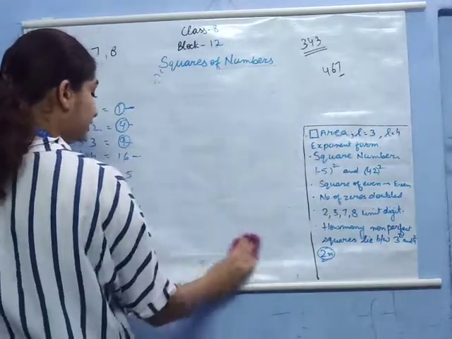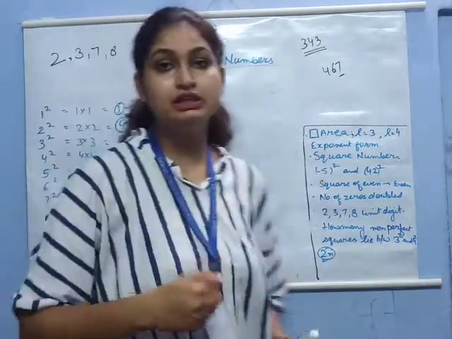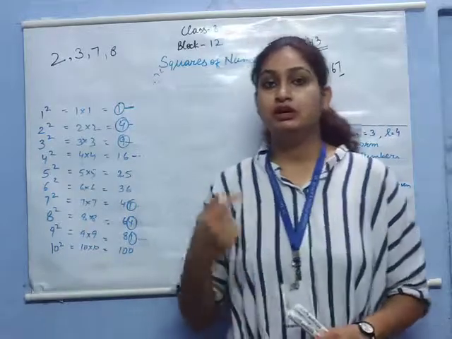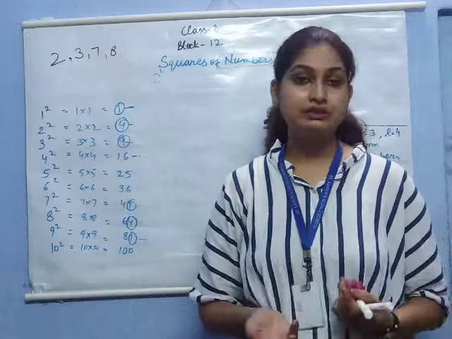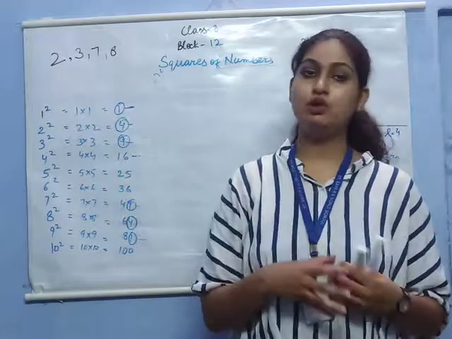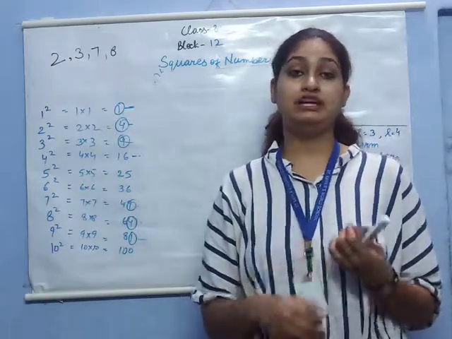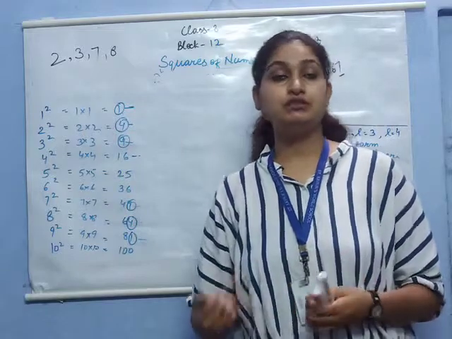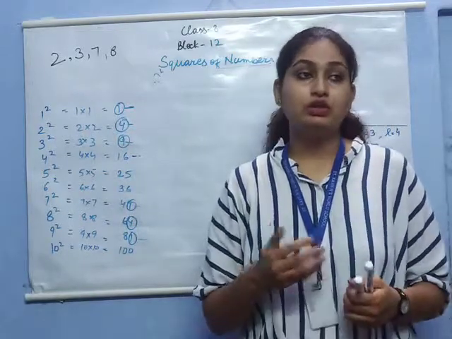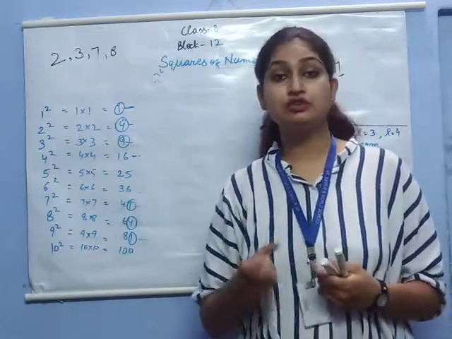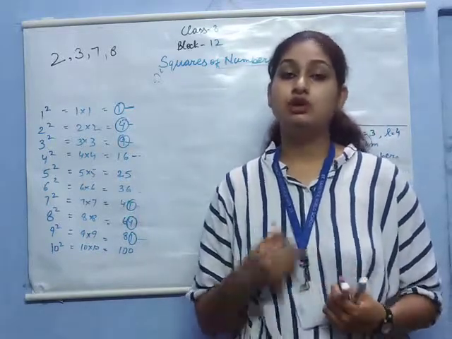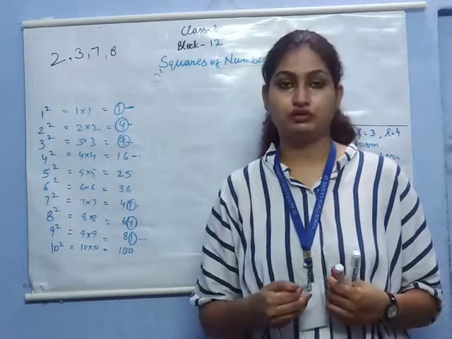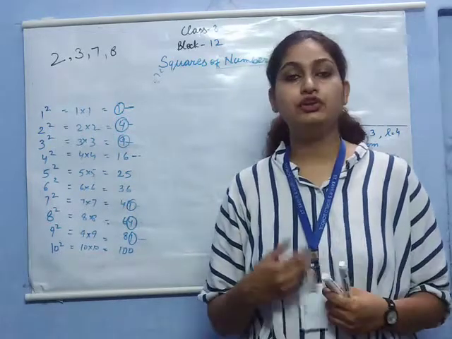What we have done in this chapter till now: what is a square, what are the perfect square numbers, how to calculate the squares of a number, whether it's small or big, what is the relation between the squares of an even number and of an odd number, what is the relation between the unit digit of a number and the unit digit of the square number, right? So this is all we have done in the first two parts of the chapter. We'll be continuing in the next video.